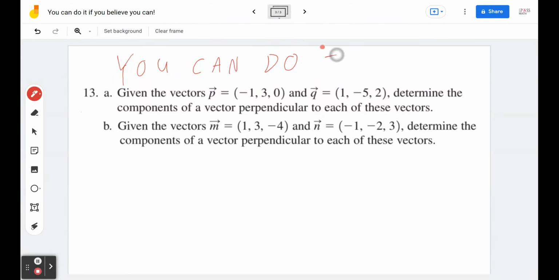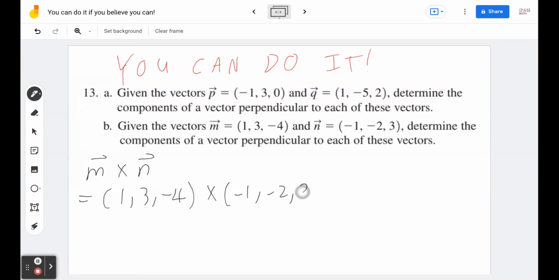Again, step number 1, self-belief. You got this. You can do it. Step 2. If you think about a vector that's going to be perpendicular to both vector m and vector n, you would take 1, 3, -4, cross this with -1, -2, and 3. Again, copy 1, 3, -4 at the top, -1, -2, 3 at the bottom.